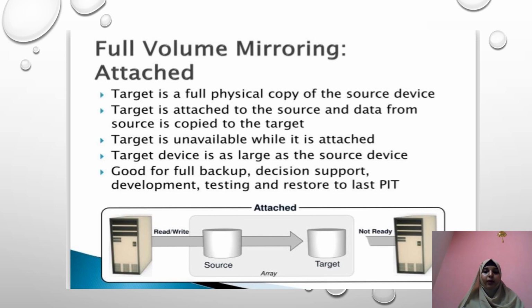The first one is the host, read write, source, followed by a target. If it is ready, then it is sent back to the host, else it stays in the target itself. So here is the attached full volume mirroring.